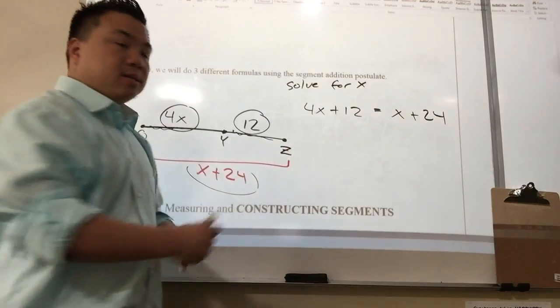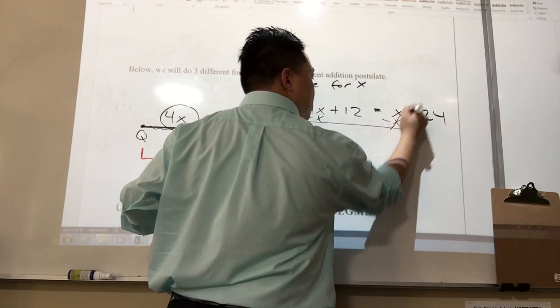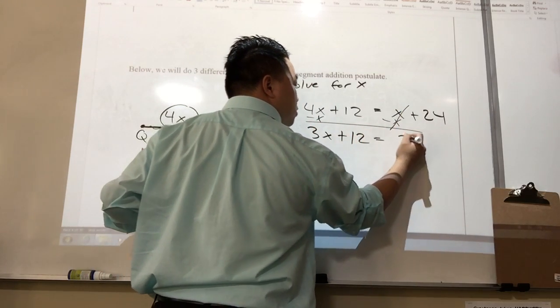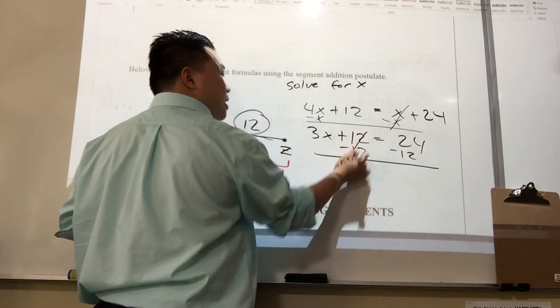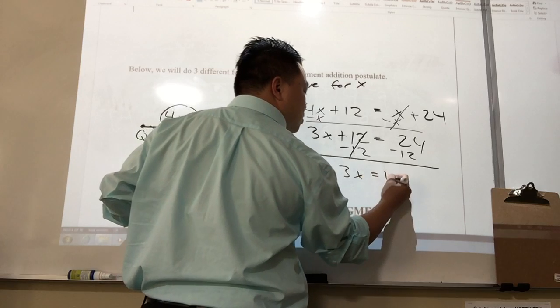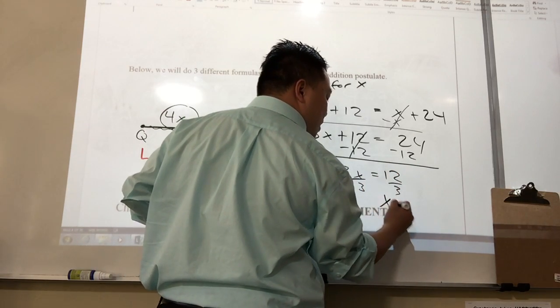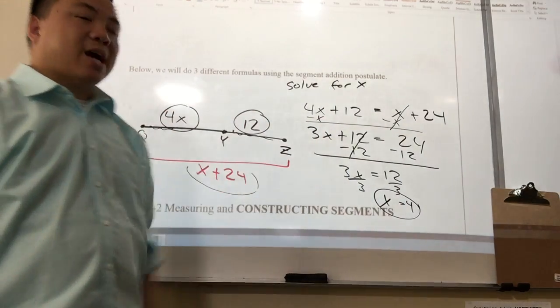To solve for x, you subtract x from both sides. Subtract x, subtract x. That cancels out. This is 3x plus 12 equals 24. Subtract 12, subtract 12. That cancels out. 3x equals 12. Divide by 3, divide by 3. Therefore, x is 4, okay? So, that's how you do that problem.